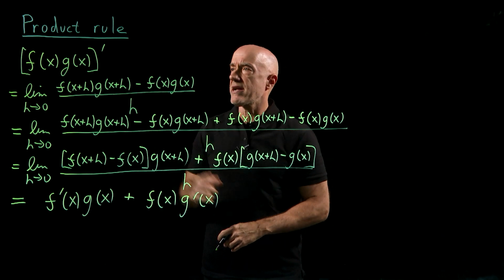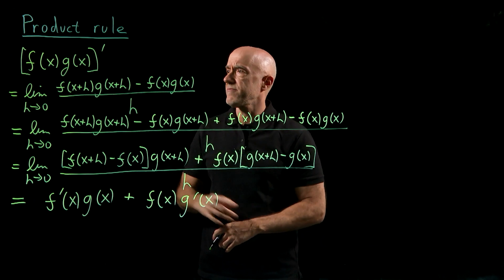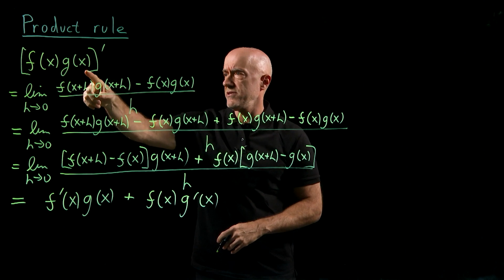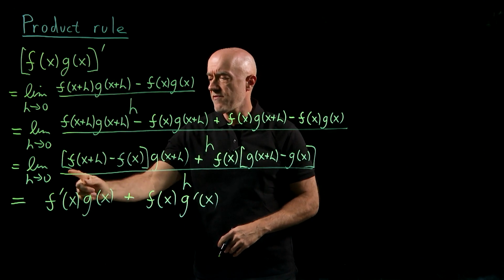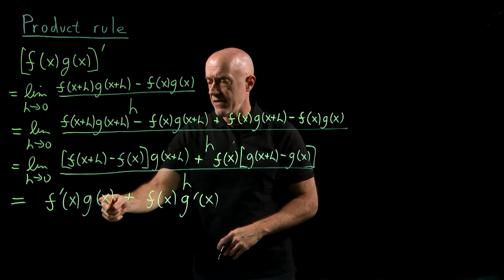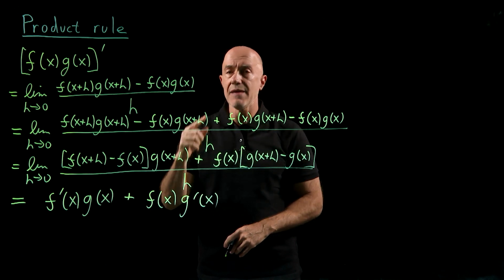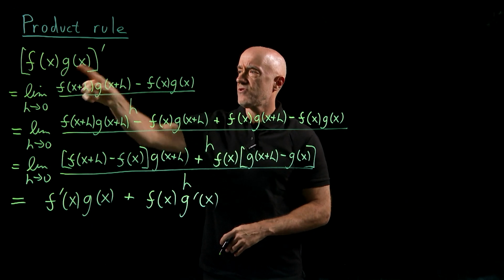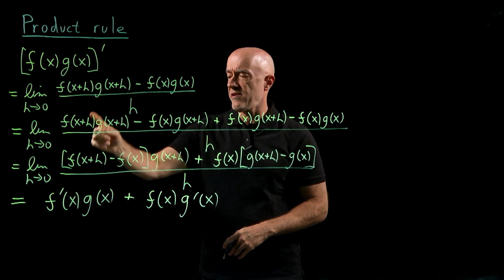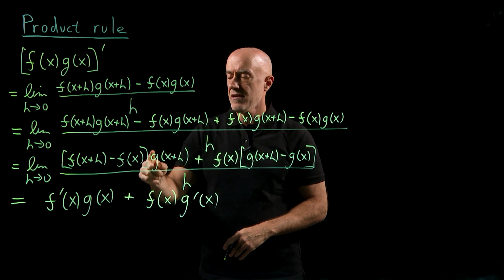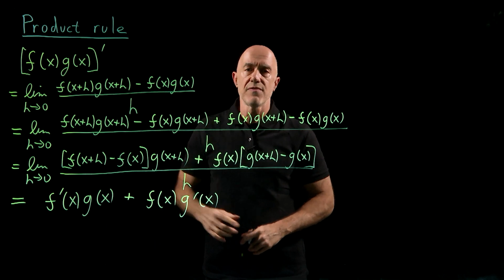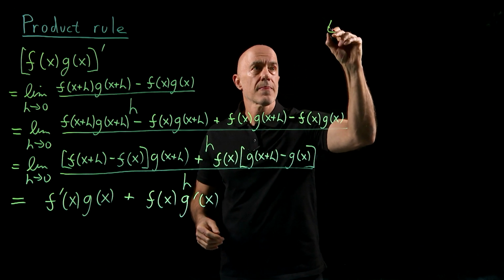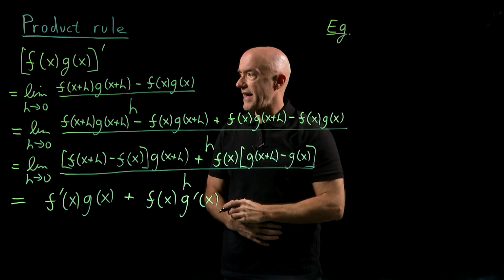So this is the product rule, and you have to remember this. The derivative of the product of two functions is the derivative of the first times the second plus the first times the derivative of the second. You need to remember that. The derivative of the product is the derivative of the first times the second plus the first times the derivative of the second. Let's look at an example of the product rule in action.